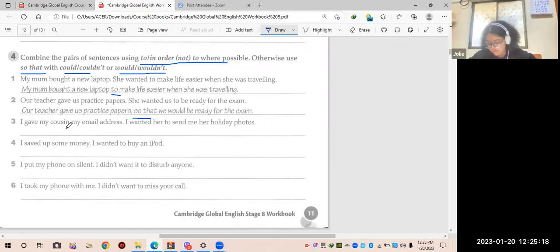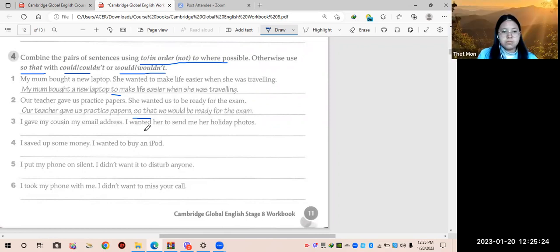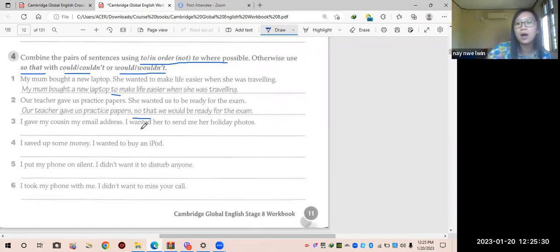I give my cousin my email address so that she will send me her holiday photos. Yes, correct. So that she could send me her holiday photos, or you can also use "she would send me her holiday photos." Correct. Okay.